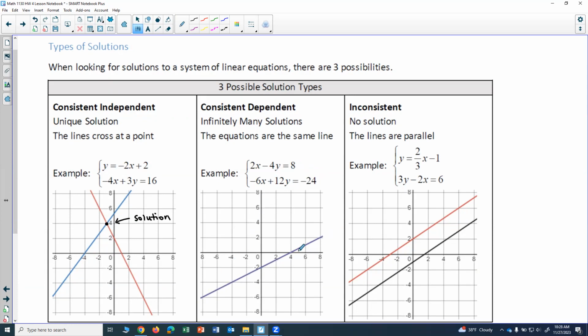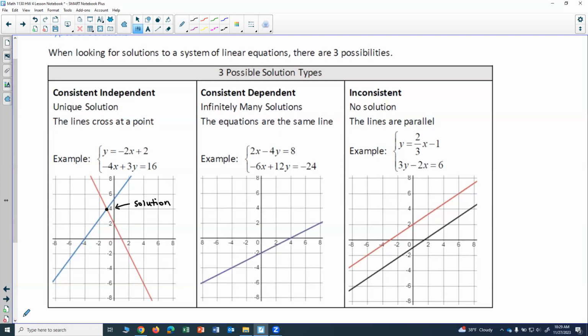This line is graphed here, and because they come out as the exact same line, we know that there are infinitely many solutions, meaning that any ordered pair on this line will satisfy both equations. Our last possibility is inconsistent, which means that there's no solution. That happens when 2 lines are parallel, meaning that they have the same slope, but different y-intercepts, and so they never cross each other, and so there's no ordered pair that will satisfy both equations at the same time. We'll look more at how to figure out which of these 3 cases you're in by using methods of solving. In future videos, we'll look at that.